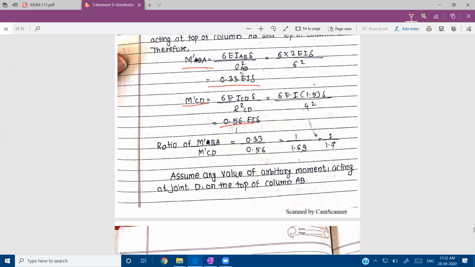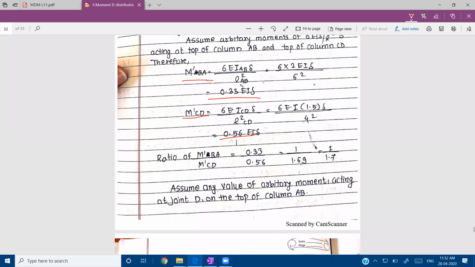And now you have to calculate the ratio of moment acting at both of the columns. So how to calculate that ratio? M dash BA to M dash CD. Here you have M dash BA equal to 0.33 and M dash CD equal to 0.56. If you calculate this, the ratio is going to be 1:1.69. So directly we have assumed 1:1.7.